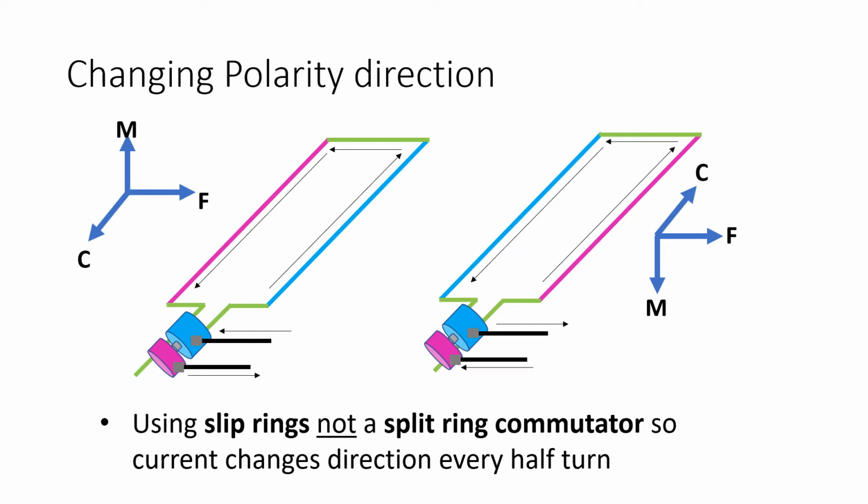What that means is previously where at the pink slip ring the current was flowing away and out, it's now flowing into the pink slip ring. And the reverse is also true with the blue, where previously the current was flowing into the blue side of the coil, it's now flowing out of the coil. And every half turn, when you get to that vertical point, you will flip the direction of the current.